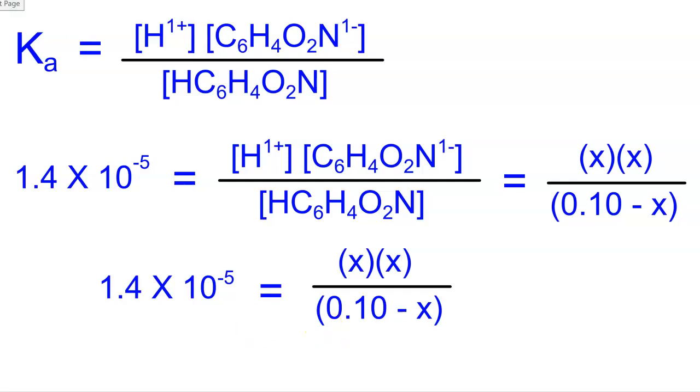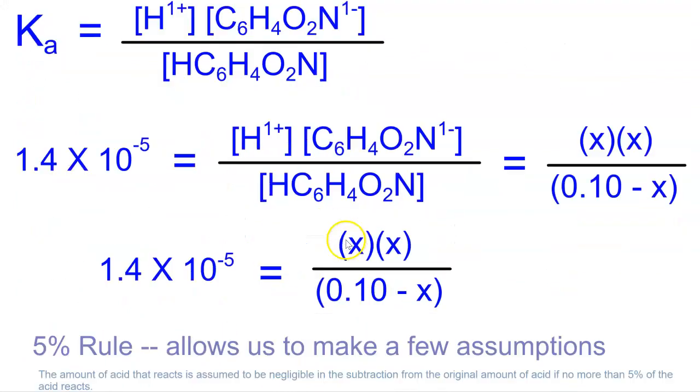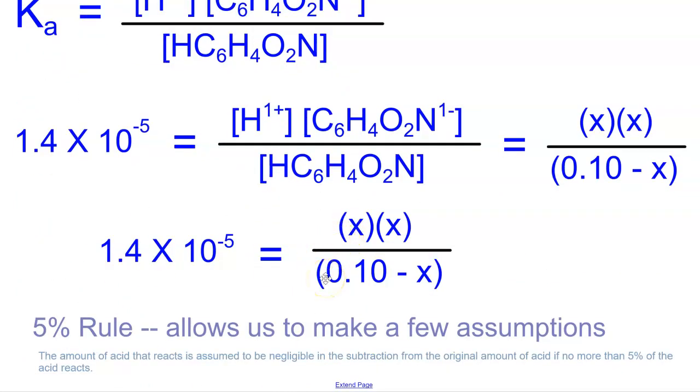So what we're going to do is apply something called the 5% rule. This allows us to make a few assumptions. The 5% rule says the amount of acid that reacts is assumed to be so negligible in the subtraction from its original amount of acid, if no more than 5% of the acid reacts.